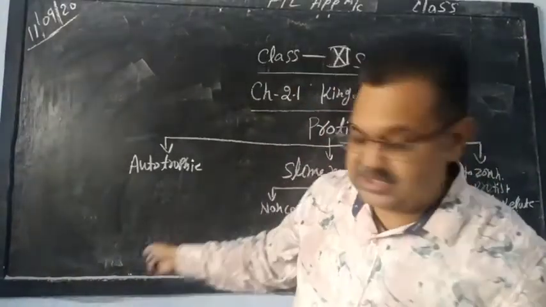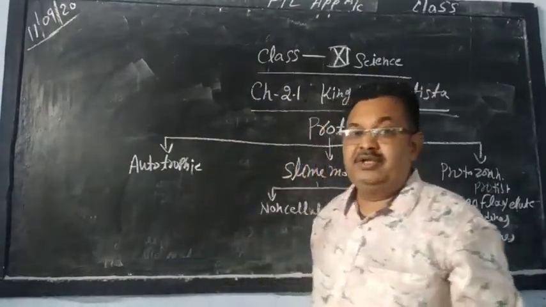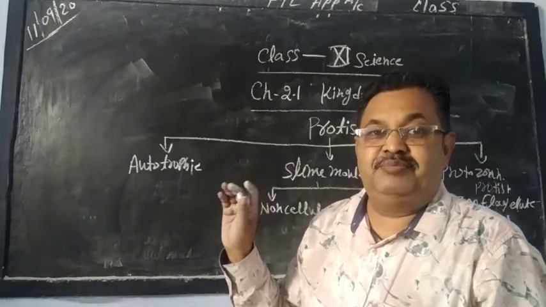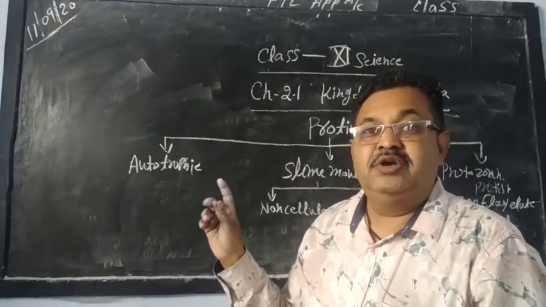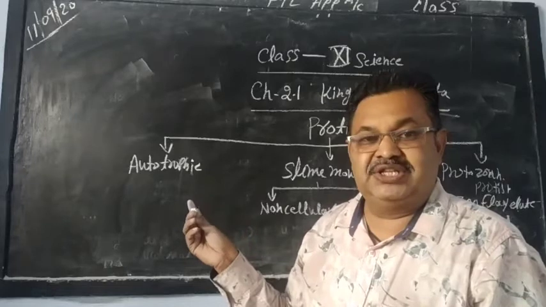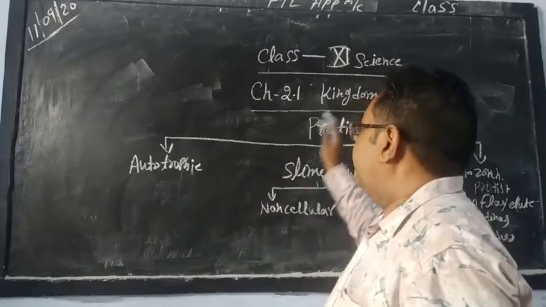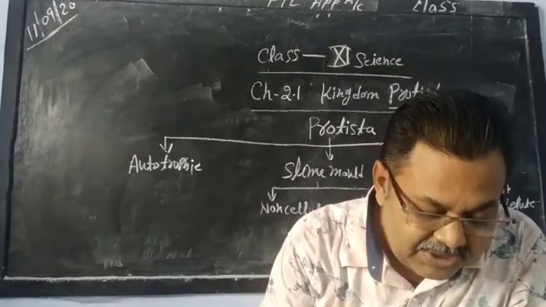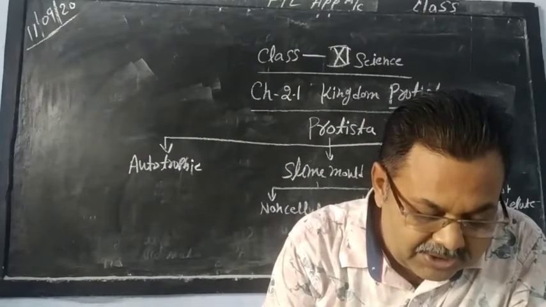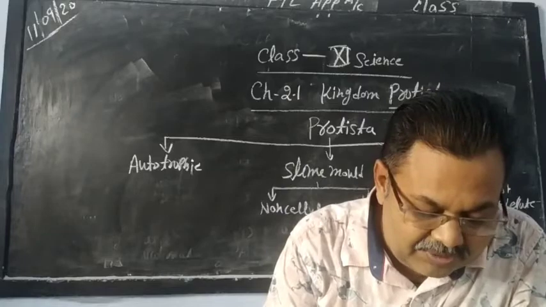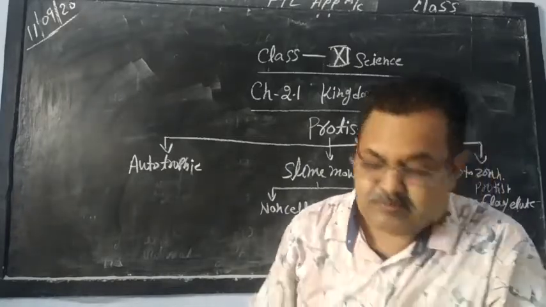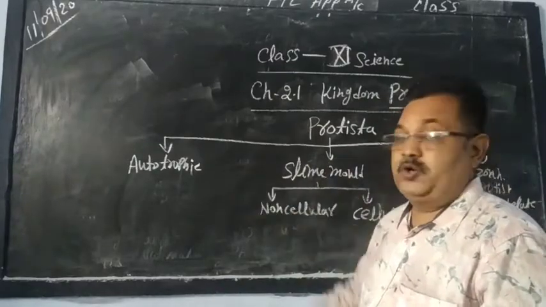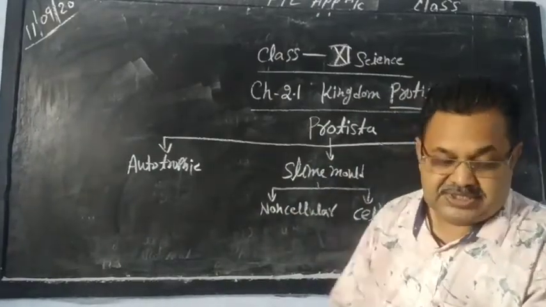Now first one is autotrophic. Autotrophic protists can prepare their own food with the help of photosynthesis. Such protist organisms are known as autotrophic. The examples of autotrophic are diatoms and euglena.